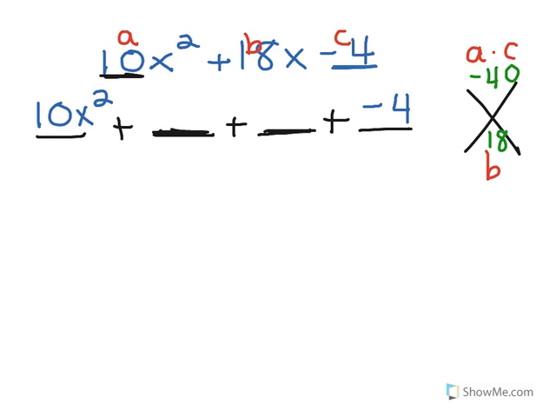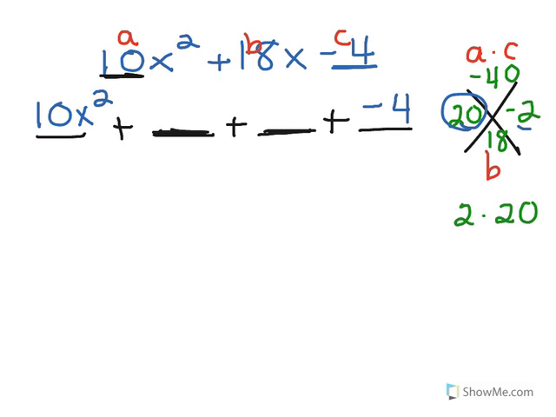Okay, so what you're trying to do is find two numbers that multiply to be negative 40, but add to be 18. You can try to think of some different combinations here that would work, things that multiply to be 40. One option is 2 and 20. And if we play with the signs, if we make the 20 positive and the 2 negative, that would be two numbers that multiply to be negative 40, but add to be 18.